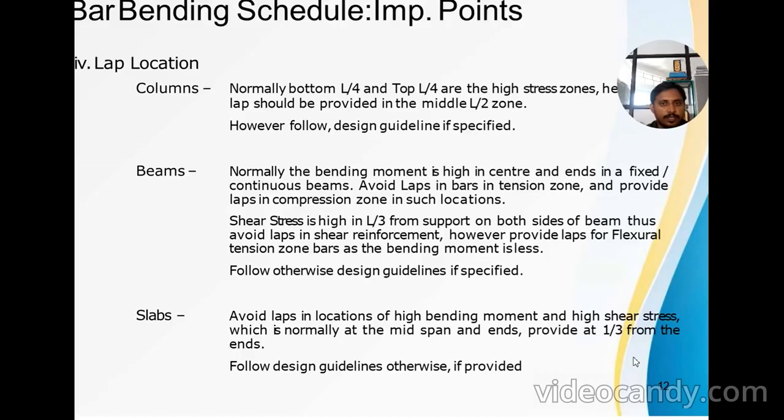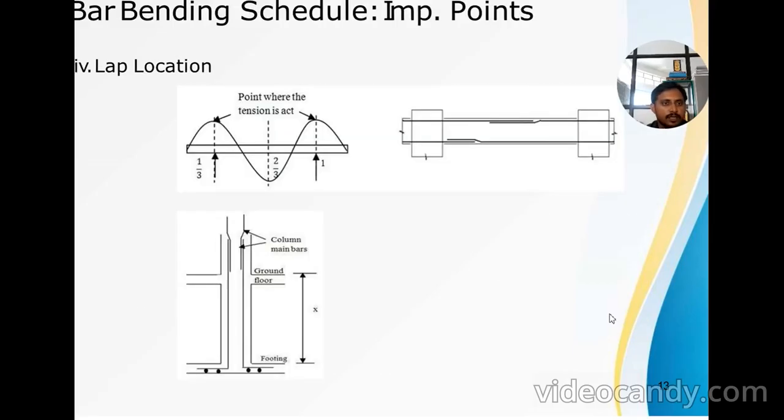So lap locations are also given. If it is a column, L by 4 at the bottom, L by 4 at the top, L by 4 for high stress zone areas, and even beams also to resist the shear stress. So that is provided L by 3 from the support on both sides of the beam, and for the slab we provide 1 by 3 from the ends. So this is the lap location diagram, where the tension is acting. Here the tension is acting, that is the given dimension 1 by 3, and the second portion is 2 by 3.